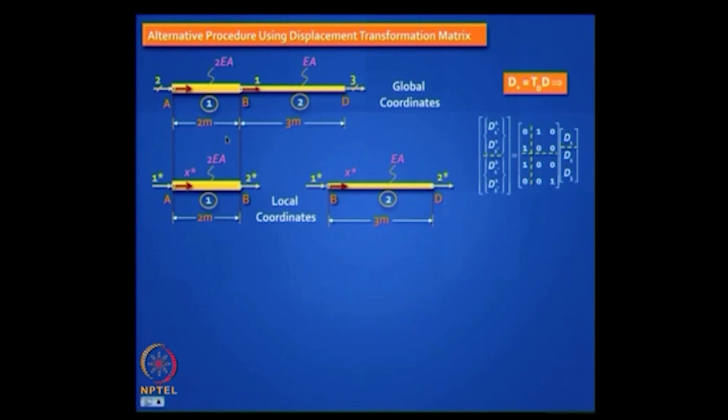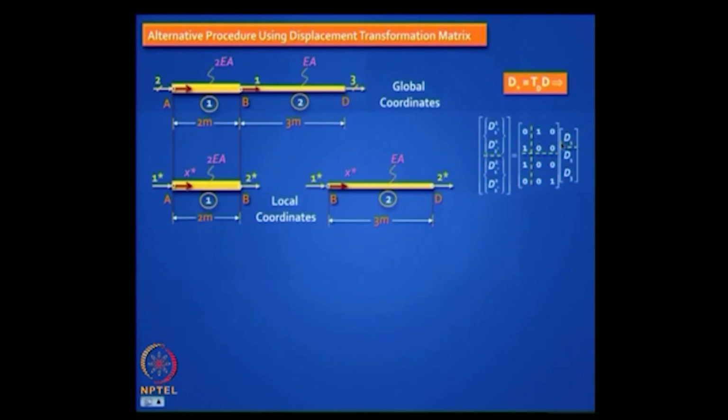So it follows that D1 1 star is 0 because you do not get any displacement here. D1 2 star is 1, the same as the movement you get there. D2 1 star is 1 because it should match with D1 equal to 1, and D2 star is 0. Does this make sense? That is all.